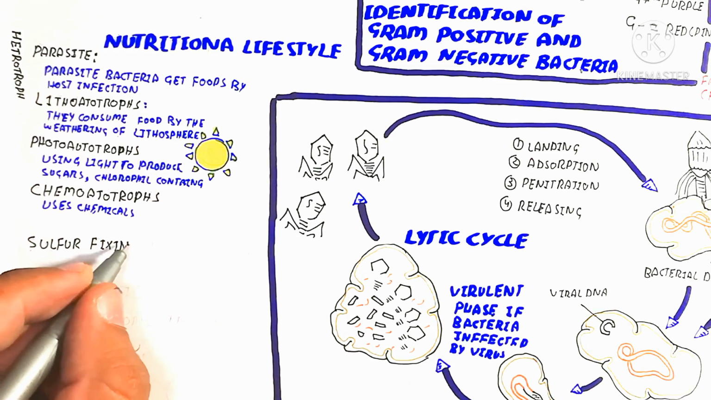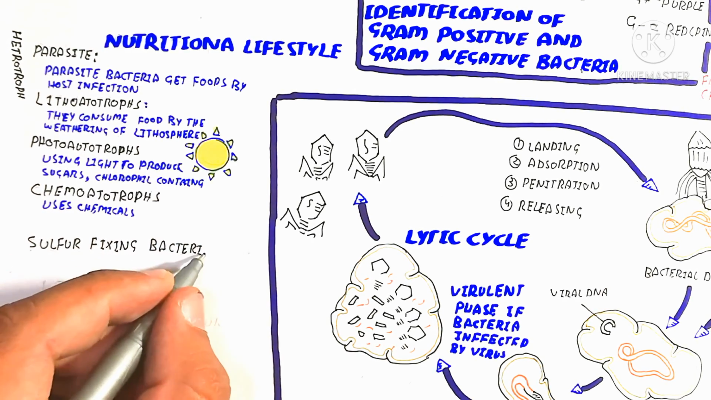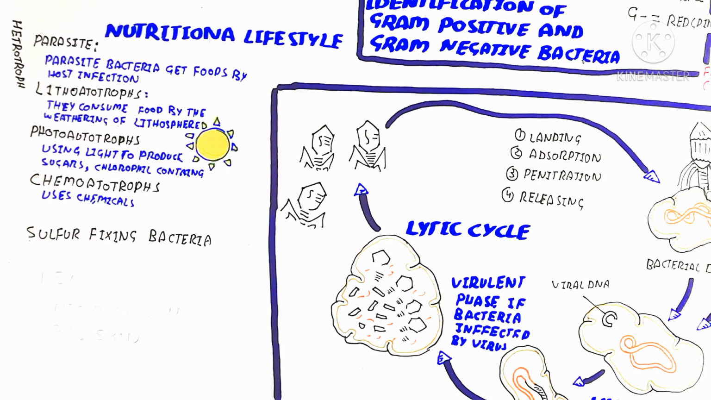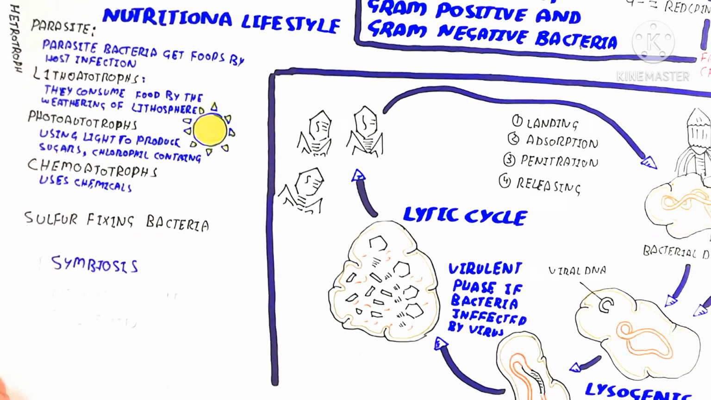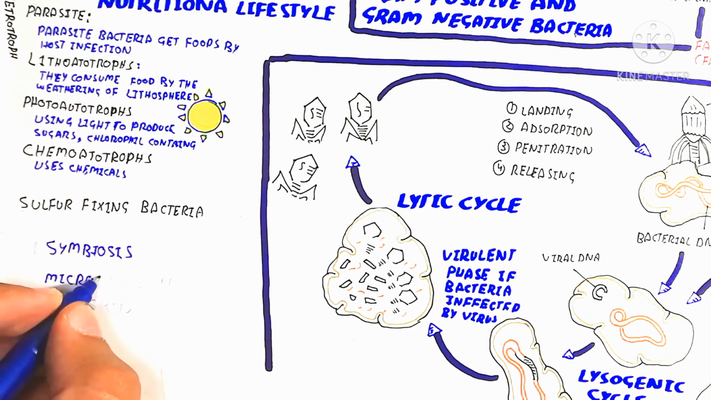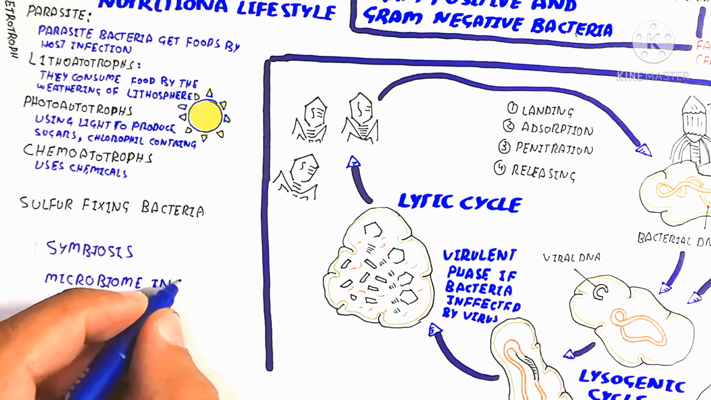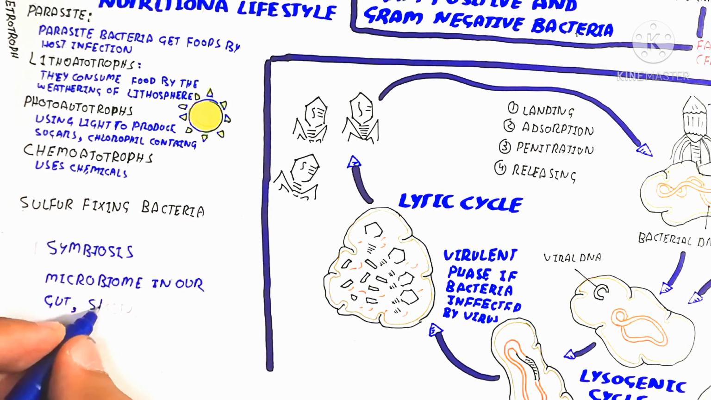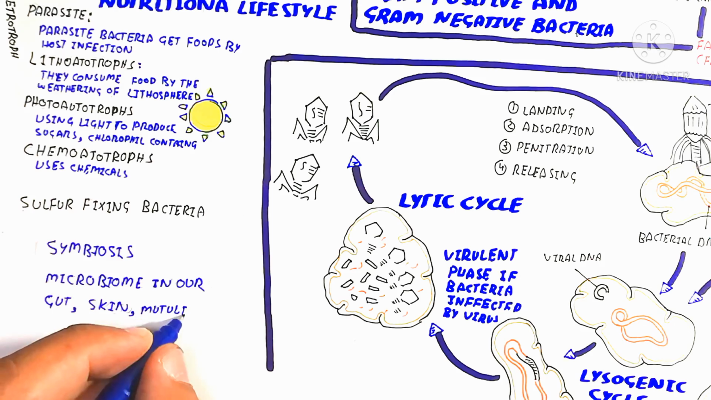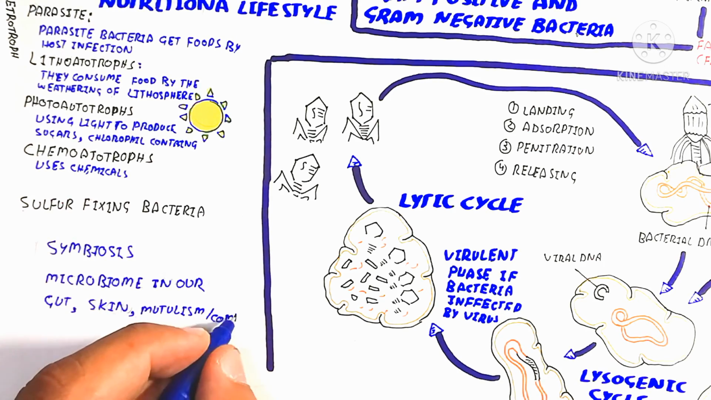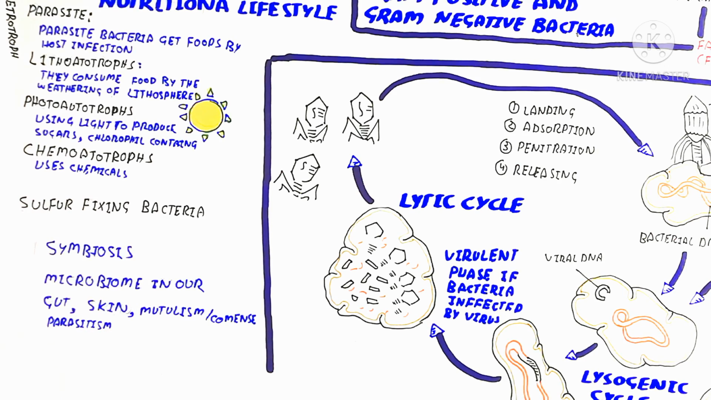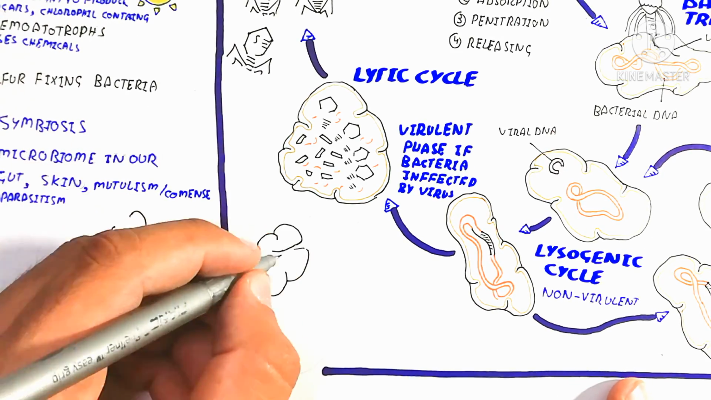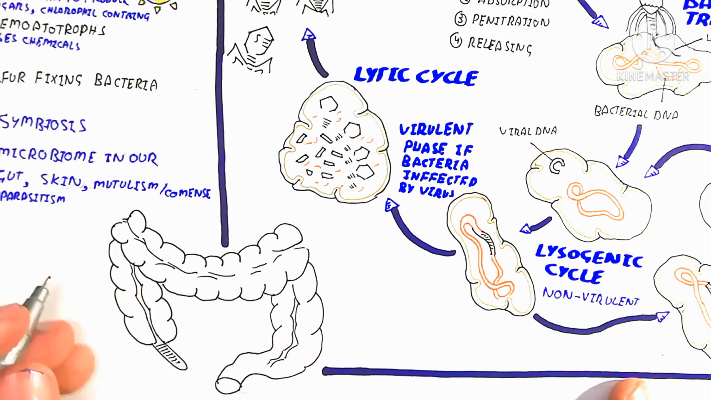Chemoautotrophs use chemicals to produce energy, while sulfur-fixing bacteria use sulfur for fixation instead of water. In the next video we will also discuss sulfur-fixing bacteria. Here symbiosis occurs, as bacteria are known as the microbiome in our gut as well as in other animals. The skin also contains bacteria, which can be harmful or non-harmful.